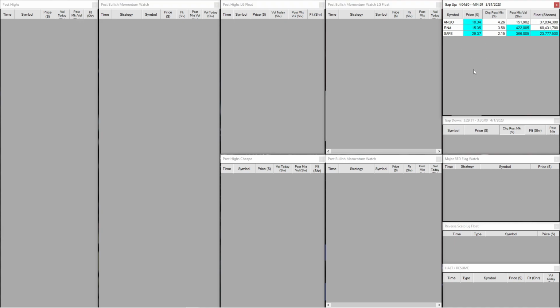So if we see it's gapping up, but it has a huge float, well, I don't really care about that as much. So this is our gap up scanner in the post market. Below that, our gap down scanner in the post market. Same idea, just reversed. I just don't care about this one as much because I'm not playing those type of plays typically. Below that, our major red flag watch, same as the other scans.